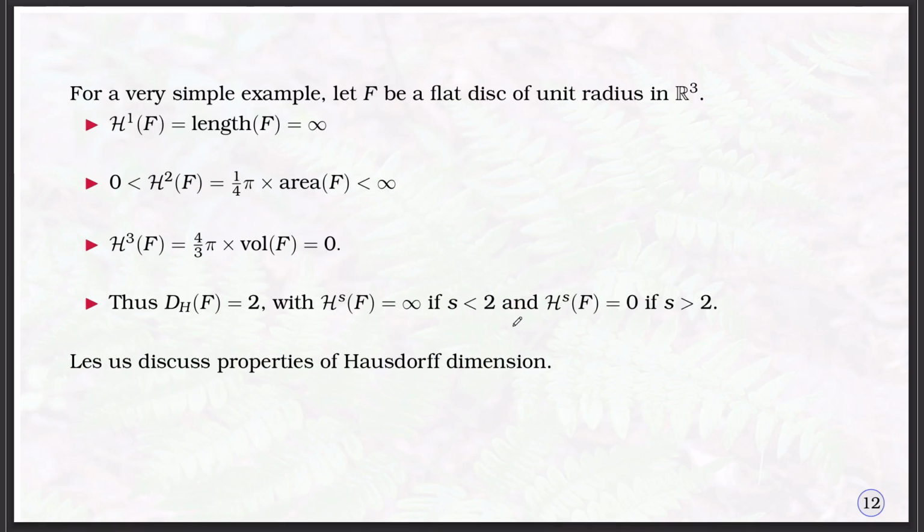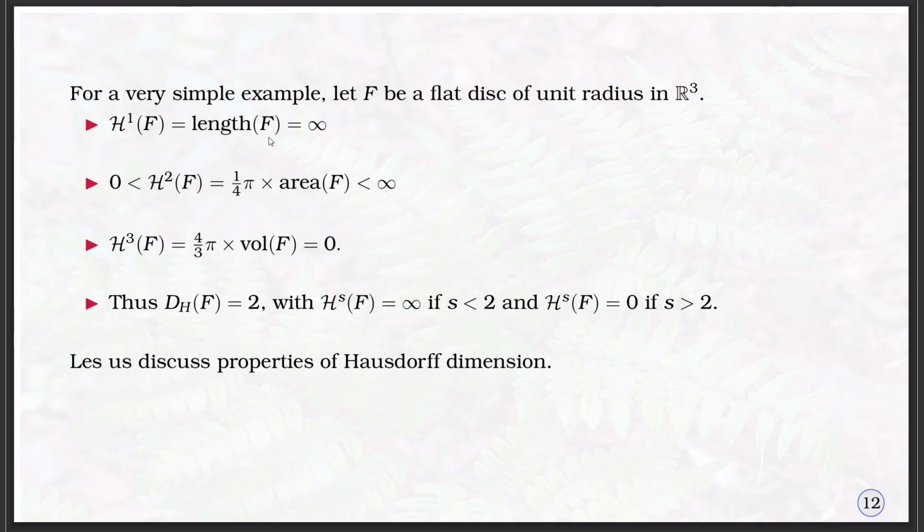Now for a very simple example, let F be a flat disk of unit radius in R^3. Then H^1 of F, that means the length of F, is infinity. As we discussed in the previous lectures, the geometrical meaning of the Hausdorff dimension is that a surface cannot be covered by a finite number of line segments. Likewise, we are taking the unit radius disk in R^3, a 3-dimensional object. We cannot cover this by a finite number of circles or lengths, therefore the length of F is infinity.